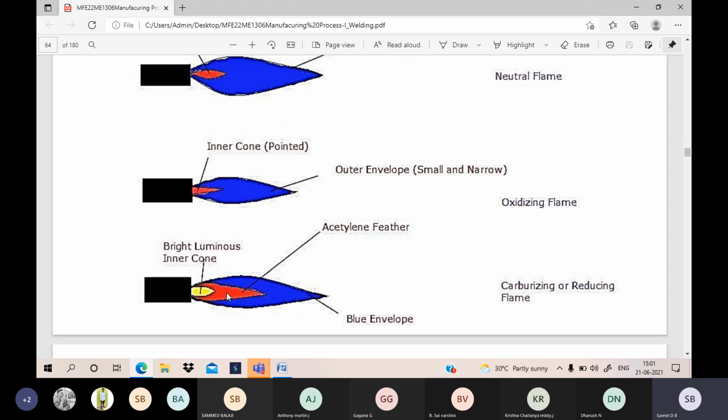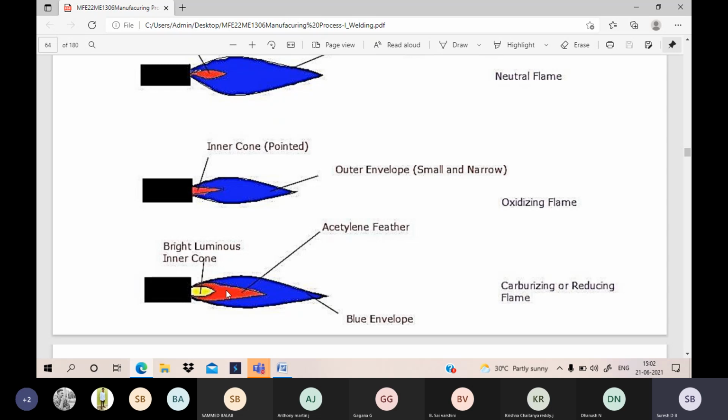Flames: neutral flame, oxidizing flame, carburizing or reducing flame. In the neutral and oxidizing flame, only two different flames are there, the inner and the outer envelope. In the reducing flame, three different flames are there: the bright luminous inner cone, then the oxyacetylene feather, then the blue envelope. In the neutral and oxidizing flame, near the nozzle tip the maximum amount of heat is present. In the reducing flame, near the nozzle tip a small amount of heat is there compared to the middle flame.